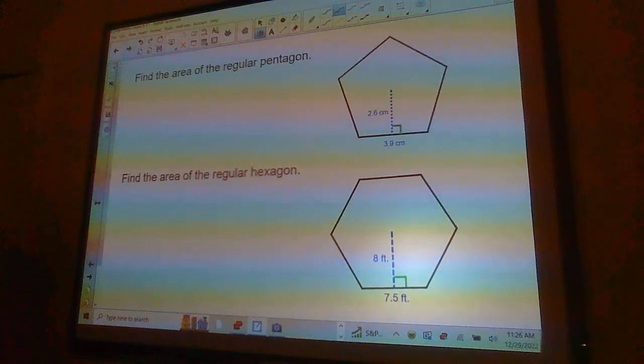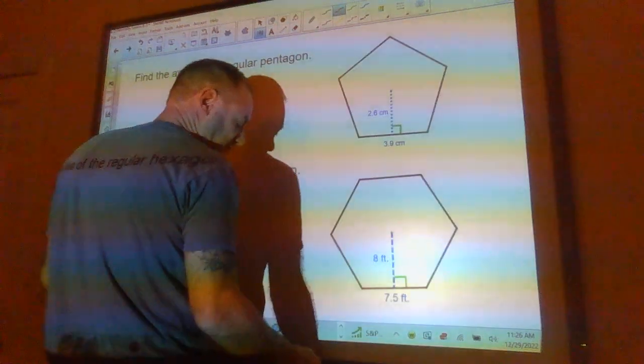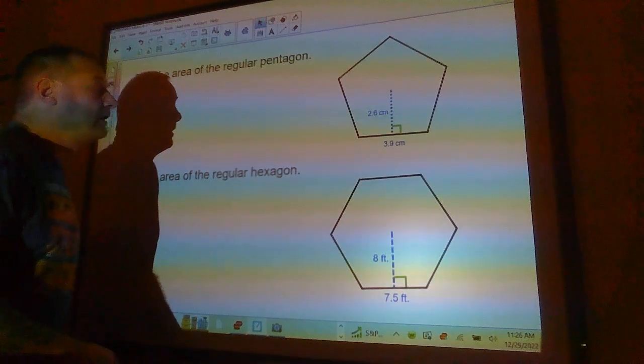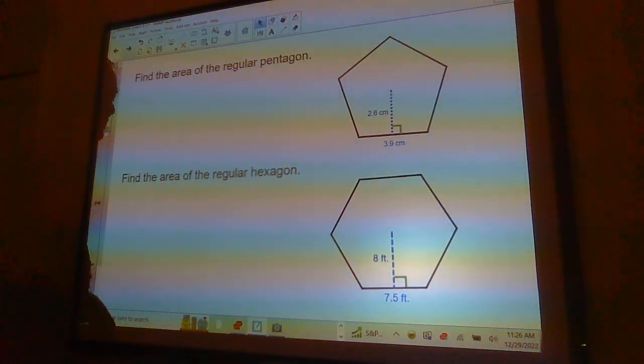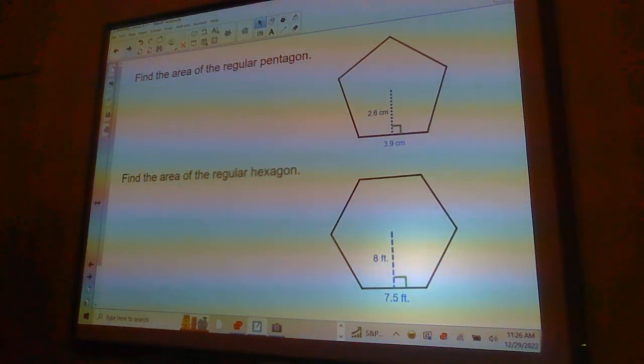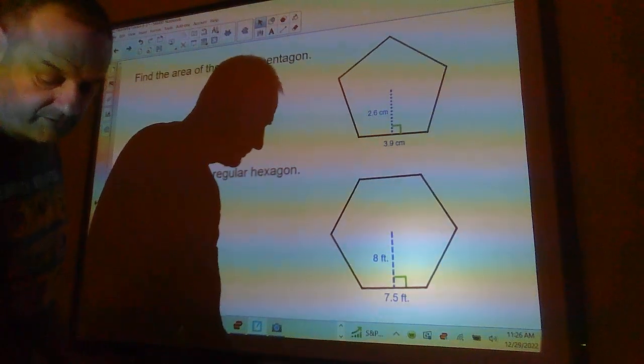Okay, find the area of this regular pentagon. So here's what I want you to do: I want you to pause the video, and I want you to go ahead and solve these 2 things. I want you to find the area of the regular pentagon and the area of the regular hexagon. And then when you've got that, jump back on here and see how you did.